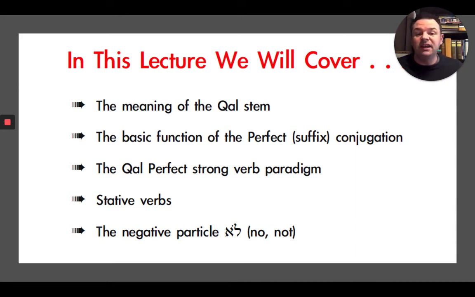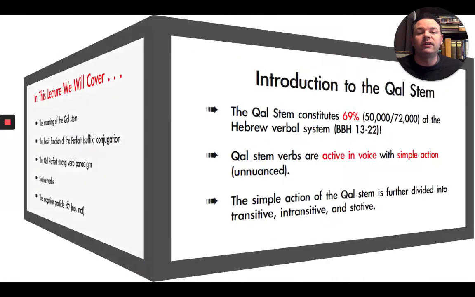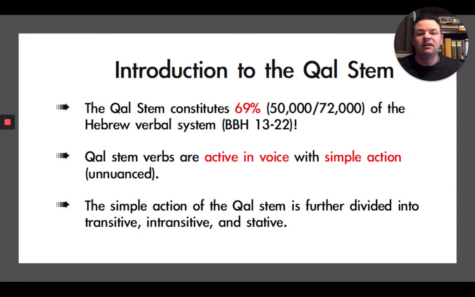And so we're going to look at the meaning of the Qal stem, its basic function, that it is in its perfect form, suffixed conjugation. And then we're going to look at the basic paradigm. The paradigm is just what it's going to look like in first, second, and third person, and then also in its gender and different numbers. Then we're going to talk very briefly about stative verbs, and then we're going to look at the negative particle lo. Most of our time is going to be spent on the Qal perfect strong verb, and that's really what you want to take away from this.